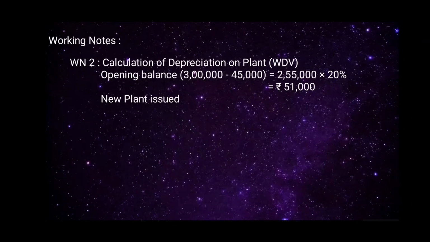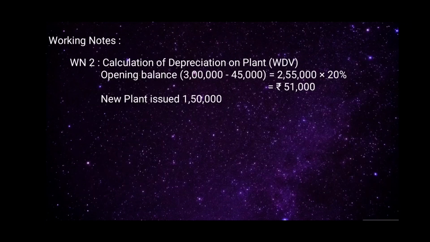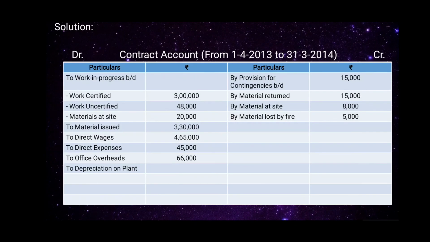The new plant issued, which is rupees 1,50,000 into 20%, will be equal to rupees 30,000. So the total depreciation will be equal to rupees 51,000 plus rupees 30,000, which will be equal to rupees 81,000. So we'll record the amount of depreciation on the debit side. To depreciation on plant, amount is 81,000.